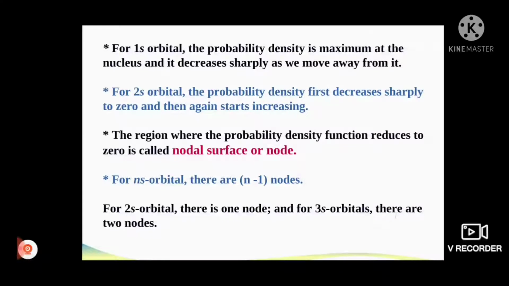The region where the probability density function reduces to 0 is called a nodal surface or node. For an ns orbital, there are n−1 nodes. For the 1s orbital, there are 0 nodes, and for the 2s orbital, n−1 is 2 minus 1, that is 1 node. For the 3s orbital, n−1 equals 3 minus 1, which is equal to 2 nodes.